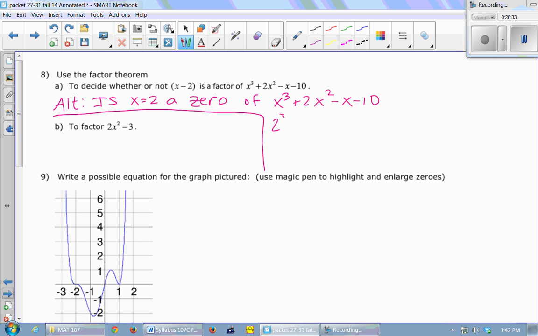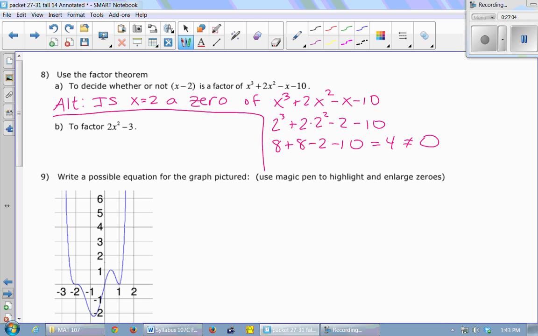Okay. 2 cubed plus 2 times 2 squared minus 2 minus 10. Sorry, thank you for somebody speaking up. Plugging in 2 to check if 2 is a 0. Okay, so 2 cubed is 8. So I have 8 plus 8 minus 2 minus 10, which is 16 minus 12 is 4, not 0.